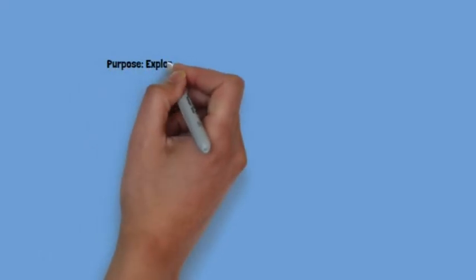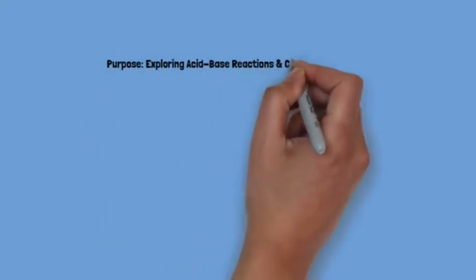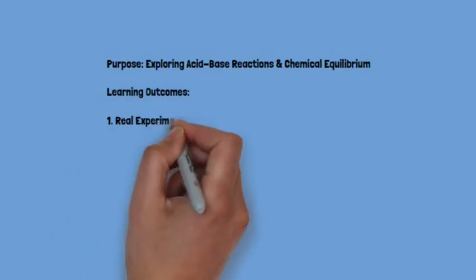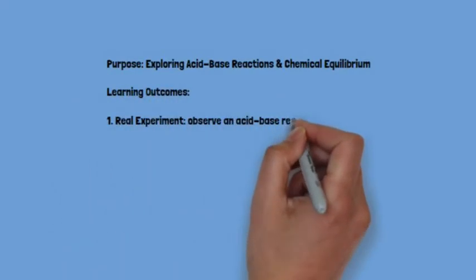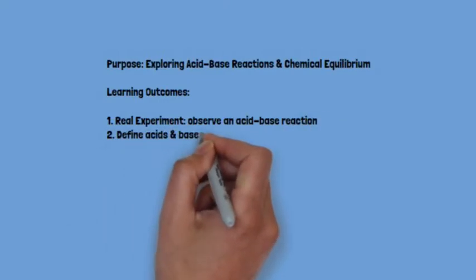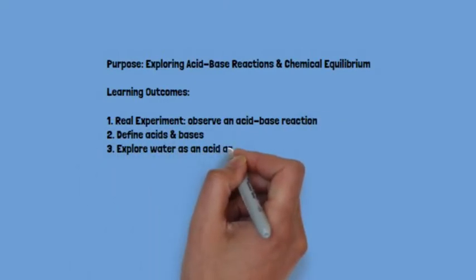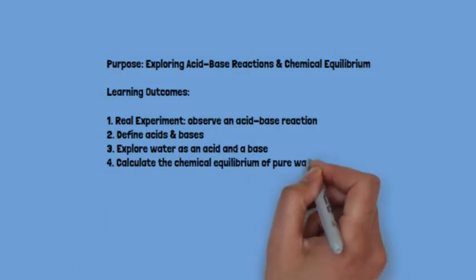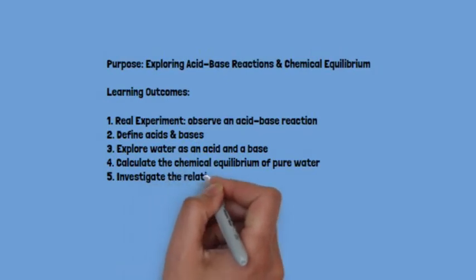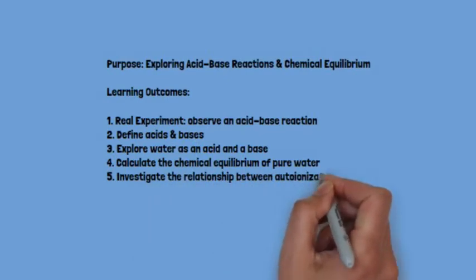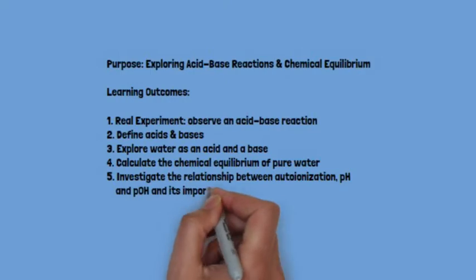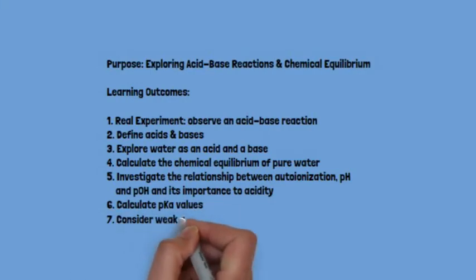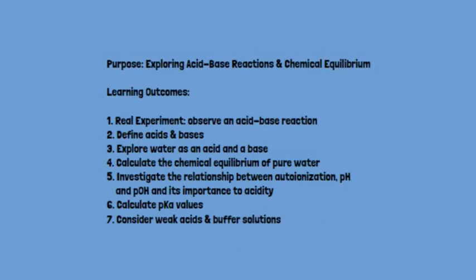So the purpose of today is exploring acid-base reactions and chemical equilibrium. Our learning outcomes will be to: 1. Conduct a real experiment, observe an acid-base reaction. 2. Define acids and bases. 3. Explore water as an acid and a base. 4. Calculate the chemical equilibrium of pure water. 5. Investigate the relationship between autoionization, pH, and pOH, and its importance to acidity. 6. Calculate pKa values. And 7. Consider weak acids and buffer solutions.